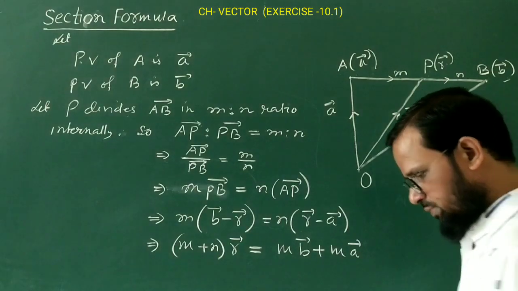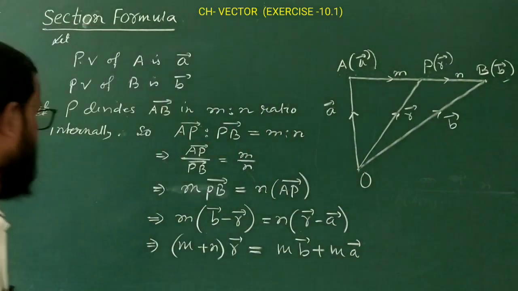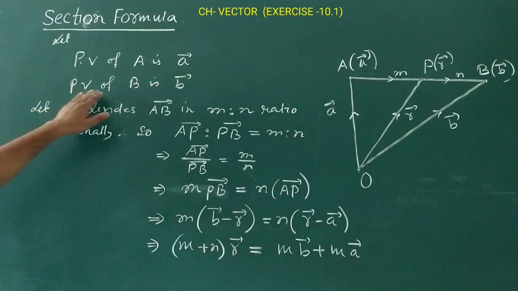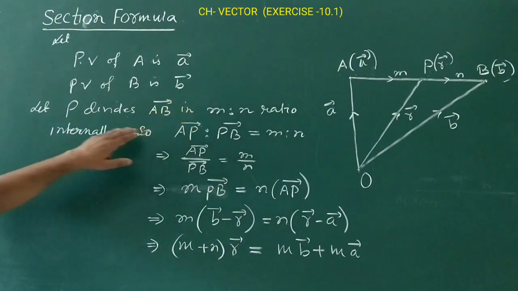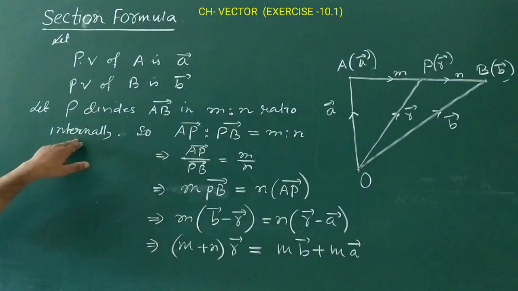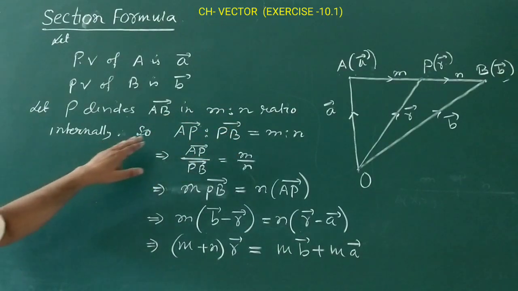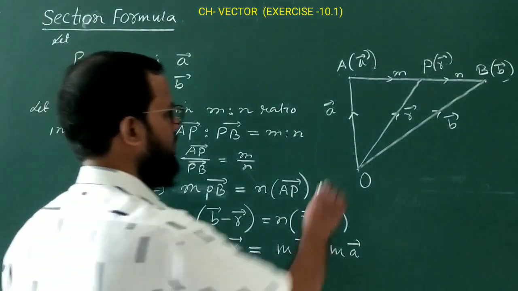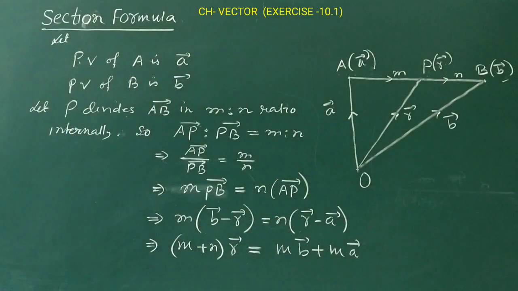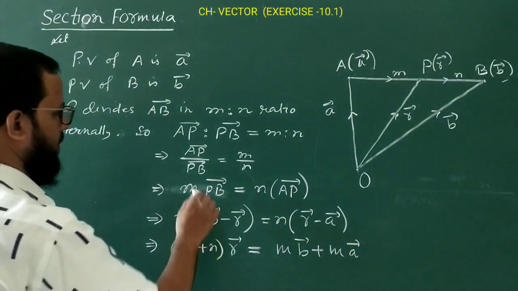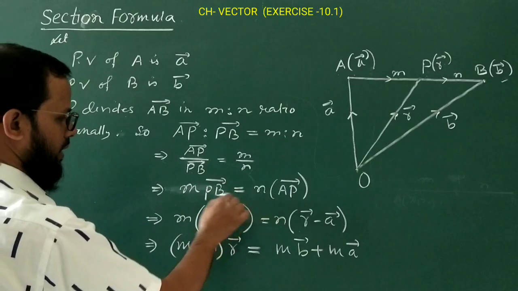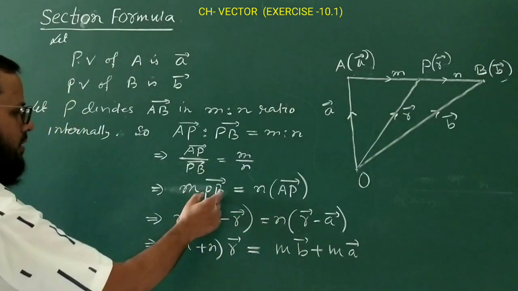Now here you see we have supposed that the position vector of A is a vector, the position vector of B is b vector, and let P divide AB vector in the ratio m is to n internally. So AP to PB equals m is to n. Yes or no? And finally you can write AP vector by PB vector is equal to m by n. क्रॉस मल्टीप्लाई करने के बाद ये मिलेगा. ठीक है. Now what is PB vector?